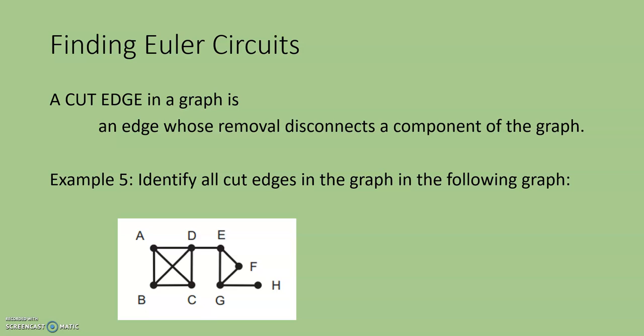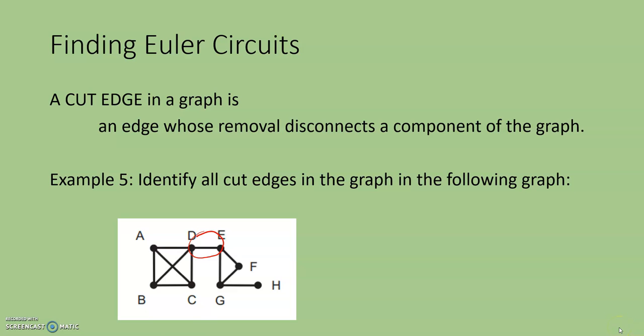Okay. Look at the edges of the graph. Are there any we could take away that would split our graph into 2 different pieces? Sure is. If we take away D to E, we then have this A, B, C, D part of the graph, and we have E, F, G, H. D to E is the only cut edge in this graph.